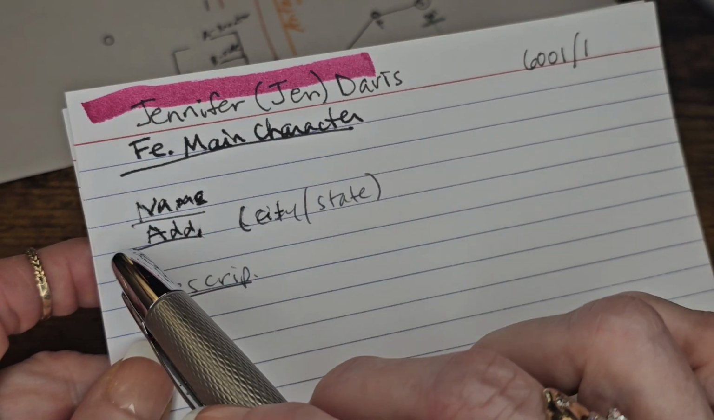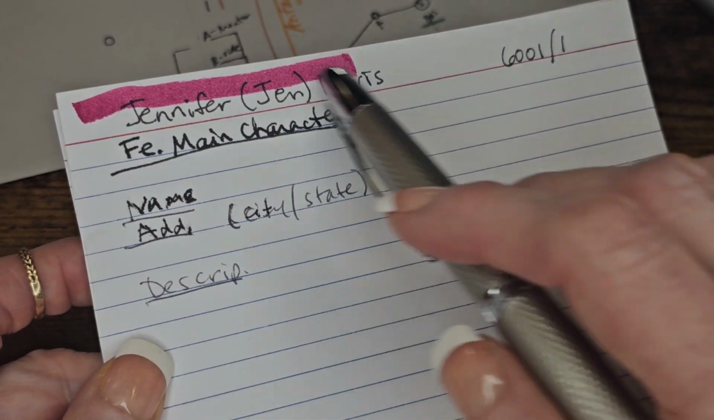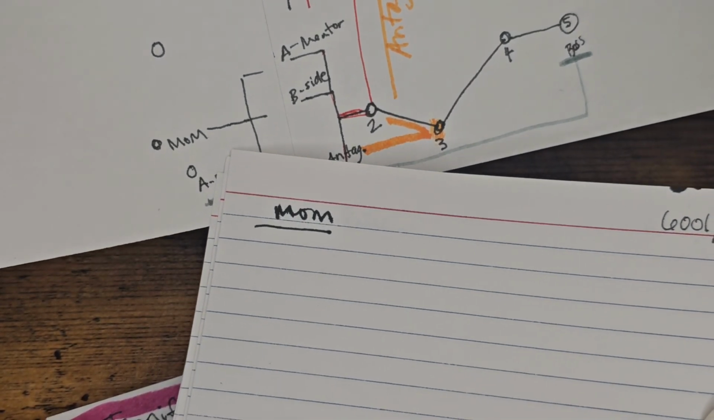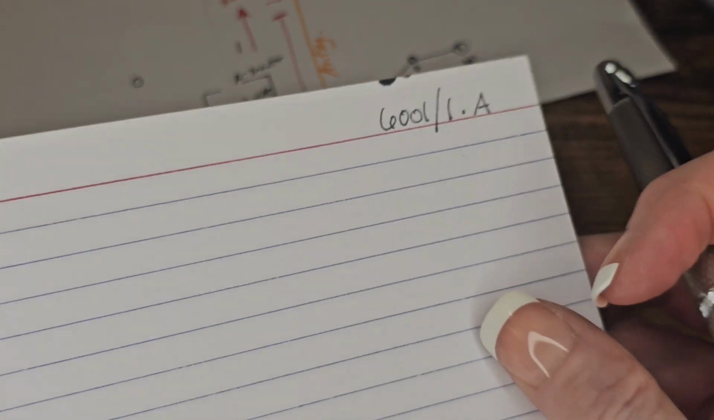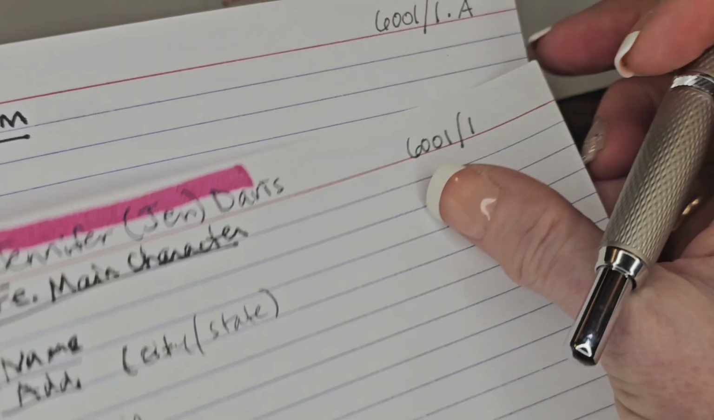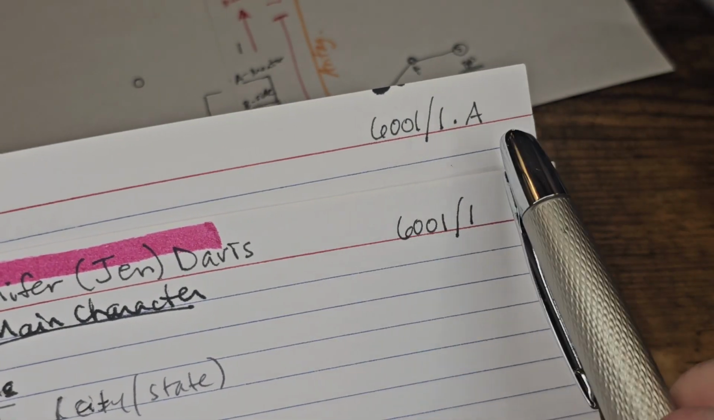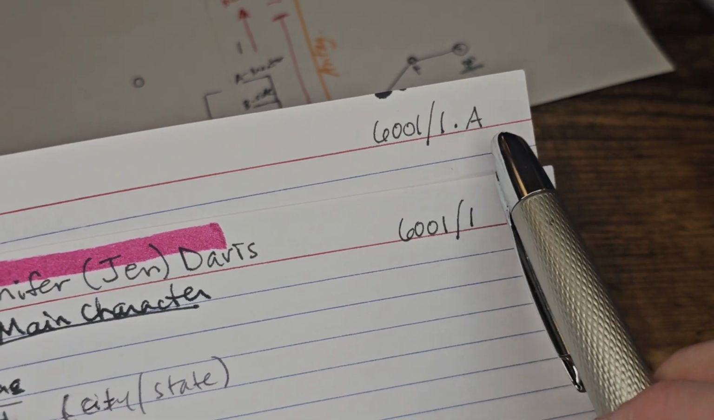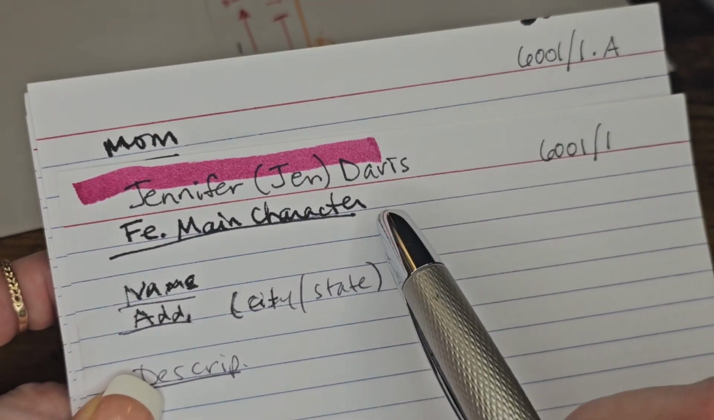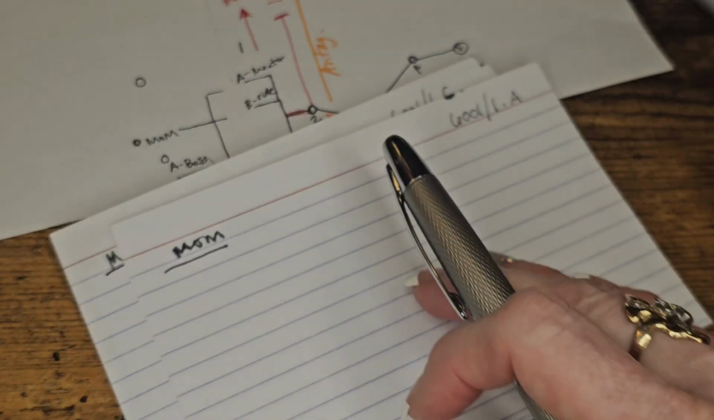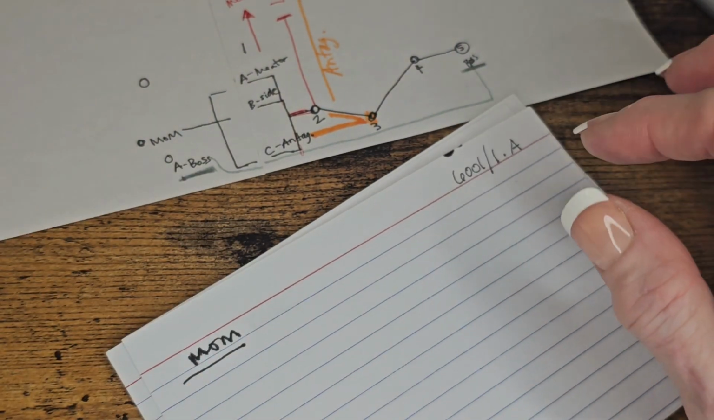female character. She's my main character. She's my main person. She's my protagonist. So she gets the /1. On my next card, we know from our story diagram that her mom figures prominently in the story early on. So I'm going to make the next card 6001/1.A, because this is the first person of significance behind my main character, right? It's her mom. So then I would go in and I would do my character development.